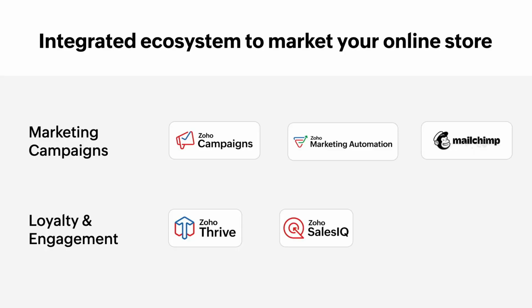Next, coming to the integrated ecosystem, the other tools which will help you with marketing. From a marketing campaigns perspective, we are integrated with Zoho Campaigns, Zoho Marketing Automation, and MailChimp. So you can send out a lot of different marketing campaigns. For example, you can run cross-sell campaigns. If someone's purchased an iPhone, you can send them a mailer saying, why don't you buy AirPods or something of that sort.